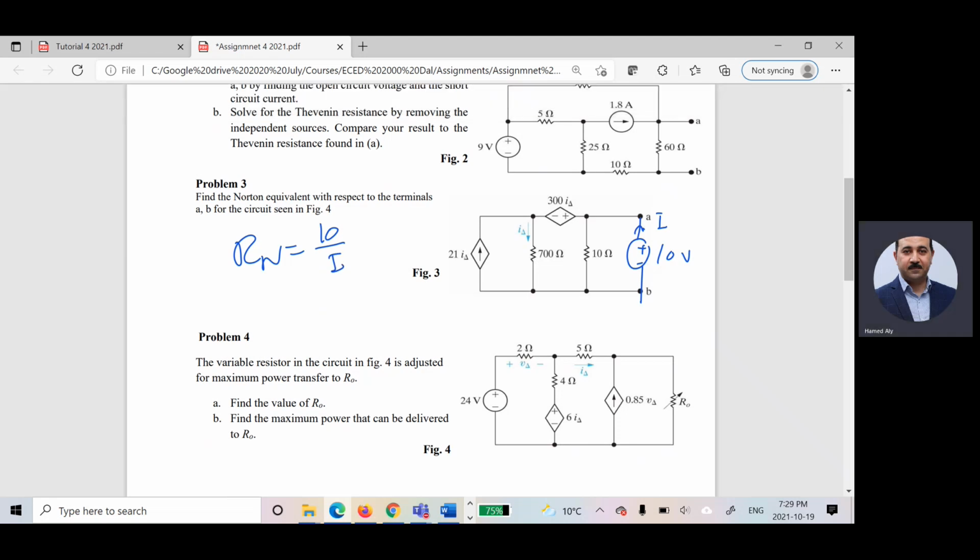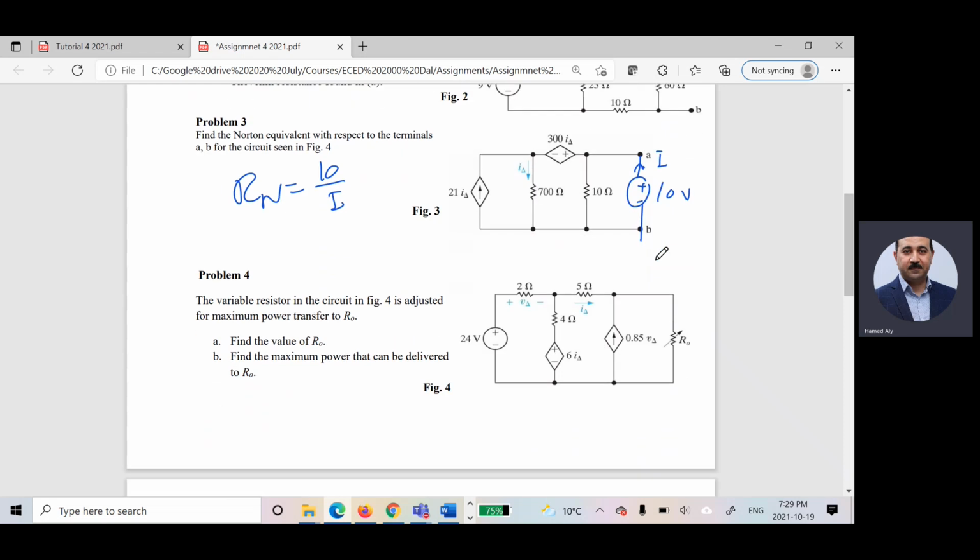That's it. I will calculate I. Or insert 100 volt or 1000 or any value. Or insert a current source and calculate the corresponding V.